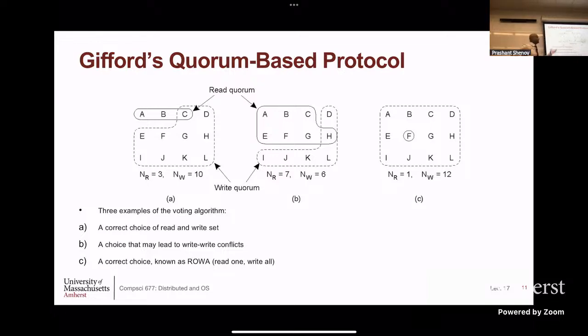Okay? Good question. So maybe you have another write coming in, and now you pick A through J, and you leave out K and L. Okay? So now the file gets updated. There's a new version of the file. A through J have seen it. K and L have the older version.